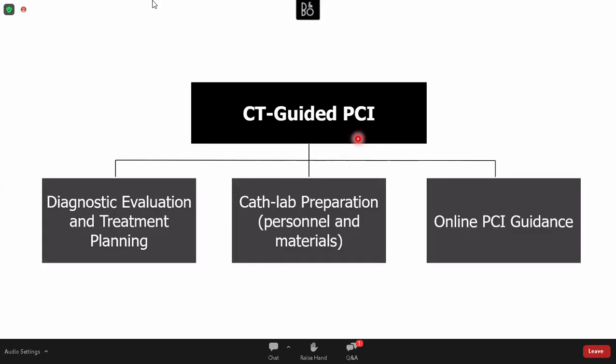Just let me show you some examples. Today, a really new concept, a new philosophy, is this so-called CT-guided PCI, which is percutaneous coronary angioplasty.